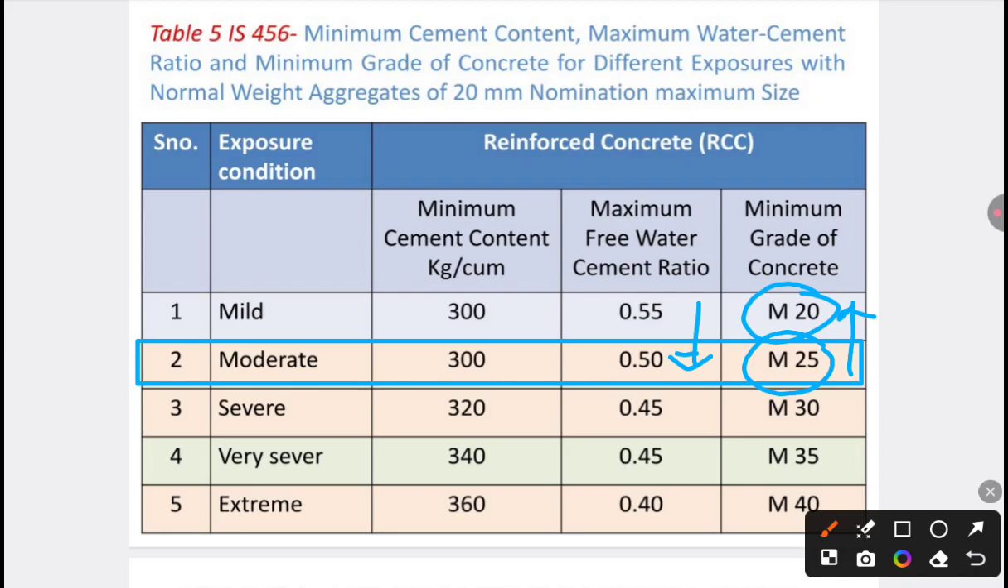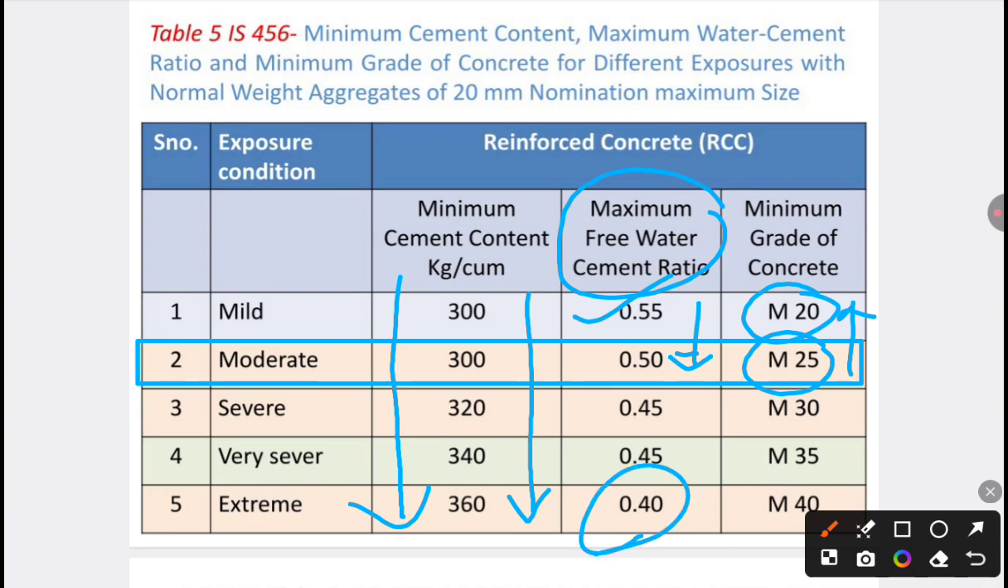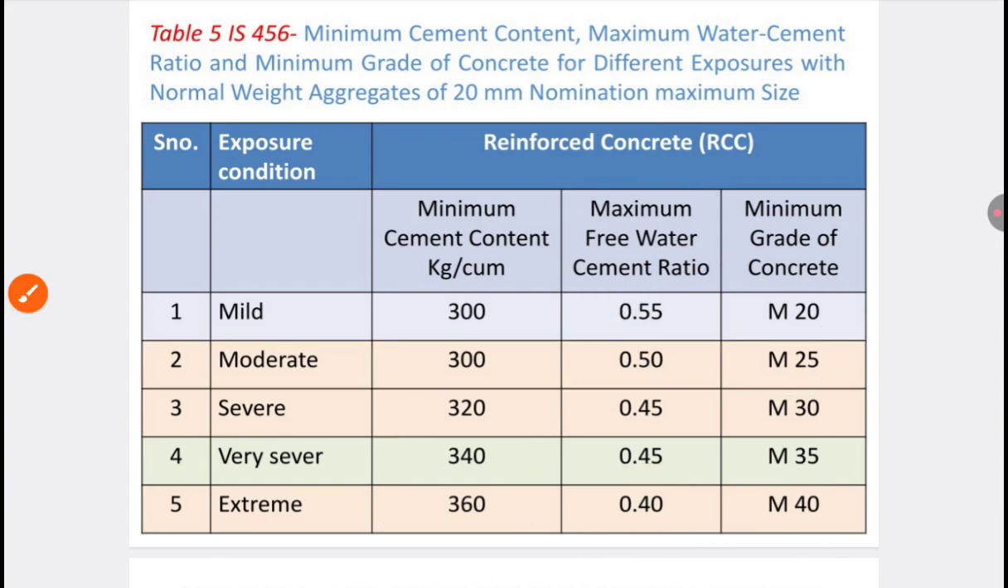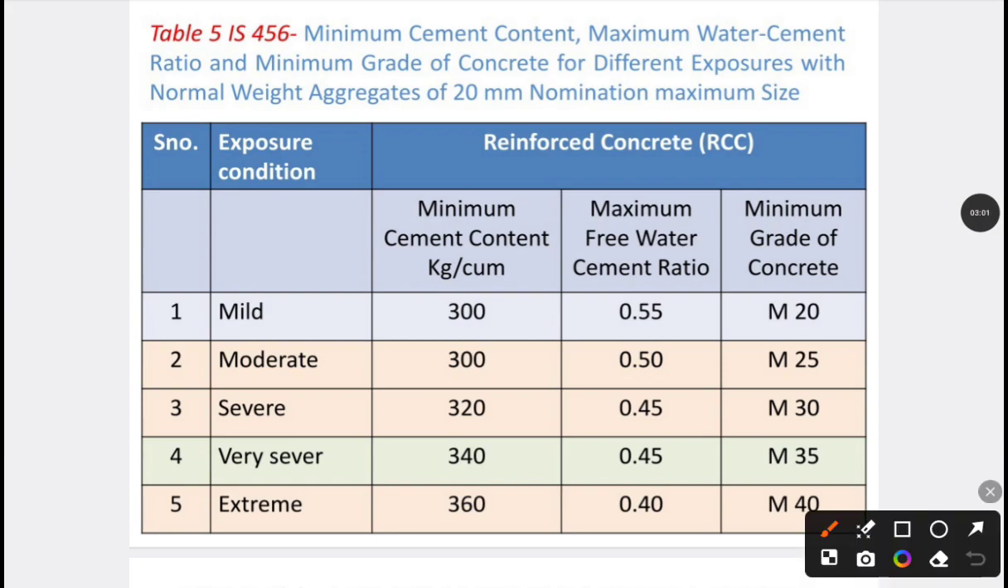In the meanwhile, as we are coming down, you can see that if we are continuously increasing the cement quantity, then the water cement ratio is decreasing. You can see here this is 0.55 and at the end this is 0.4. Meanwhile, the strength or grade of concrete is also increasing. So if we summarize this slide, if we increase the cement, then the water cement ratio will decrease and the grade will increase.